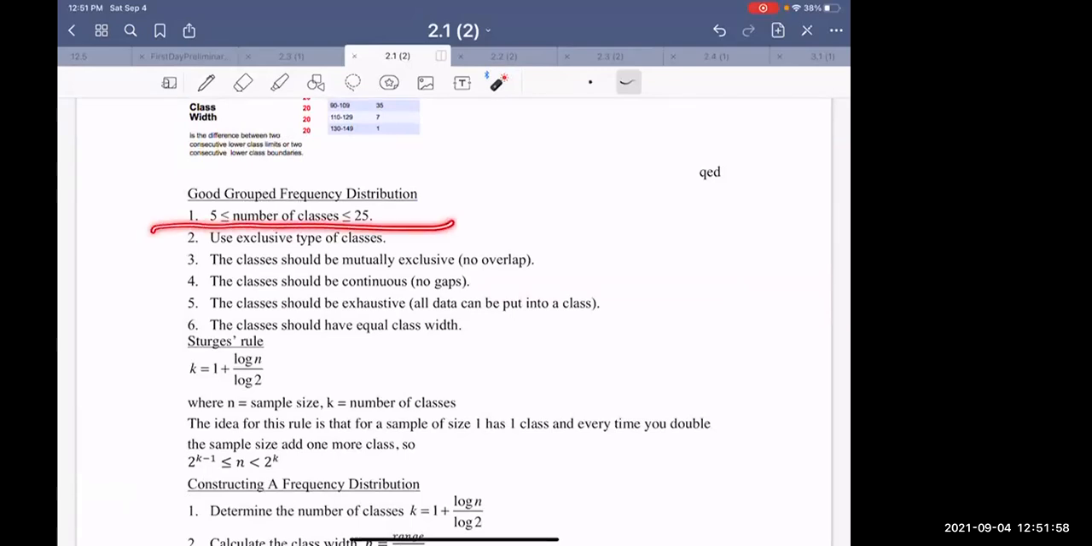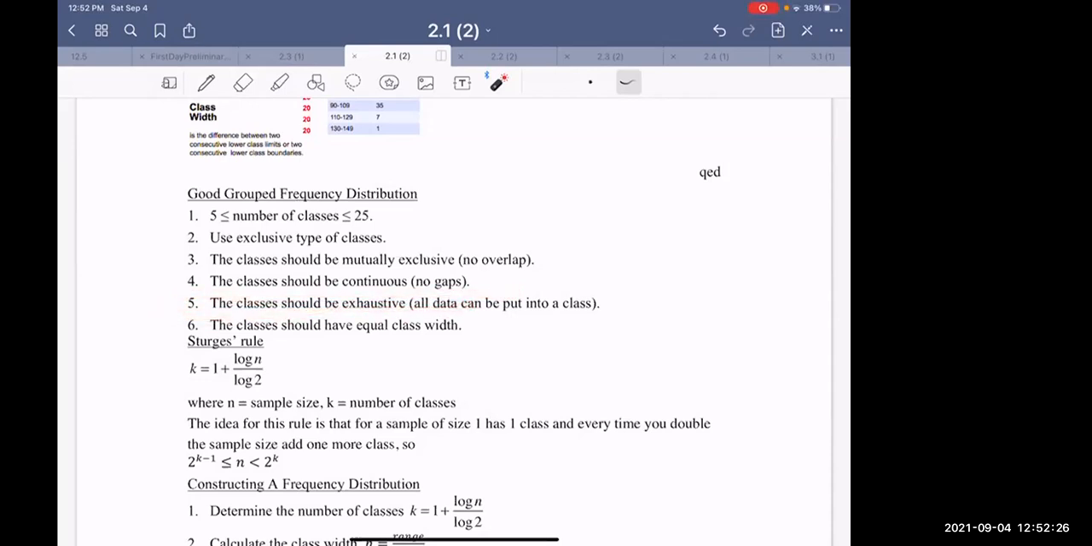Your number of classes should be between 5 and 25. I always say use exclusive type classes. They should be mutually exclusive, continuous, and exhaustive.